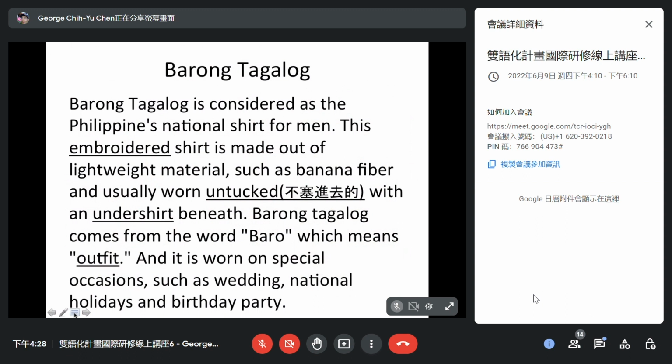And it's worn on special occasions such as weddings, national holidays, and birthday parties. And if you remember, several years ago when the APEC meeting was hosted in the Philippines, the leaders around the world were all invited to wear the Barong Tagalog. And that was the time people around the world got to see this national shirt and it became quite popular.